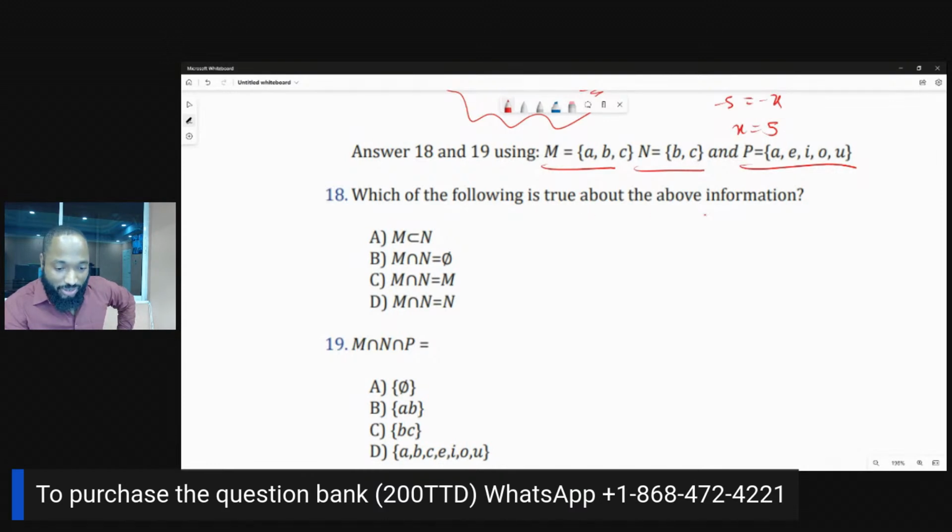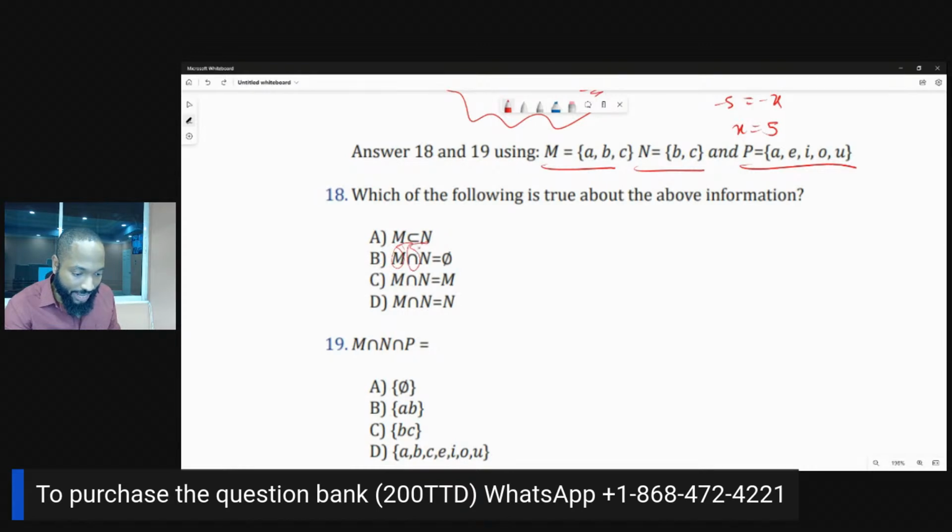Which of the following is true about the above information? M, this symbol means belongs to, like is a subset of. So I could find everything in M and N. Is that true? Is M a subset of N? No, it's the other way around. So let me check again.